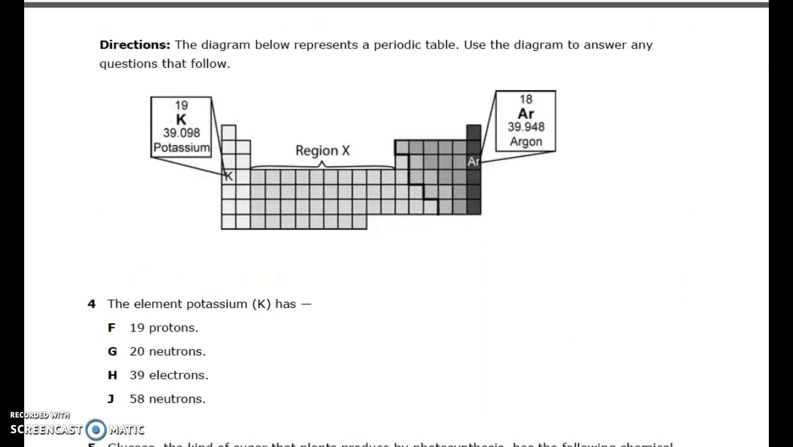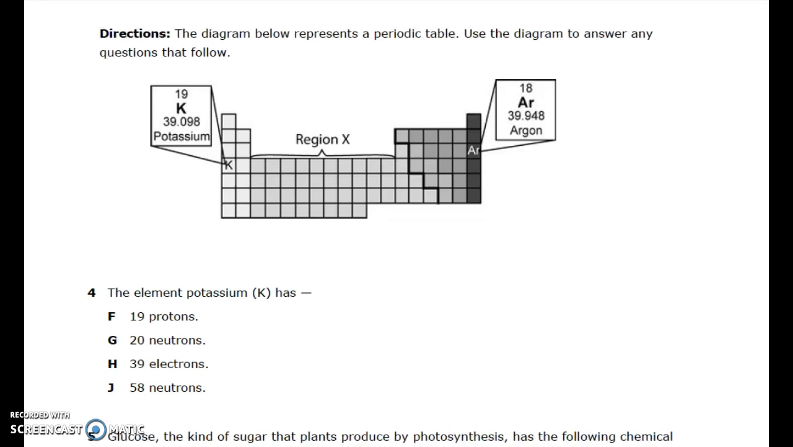Number 4. The element potassium has F. 19 protons, G. 20 neutrons, H. 39 electrons, or J. 58 neutrons.